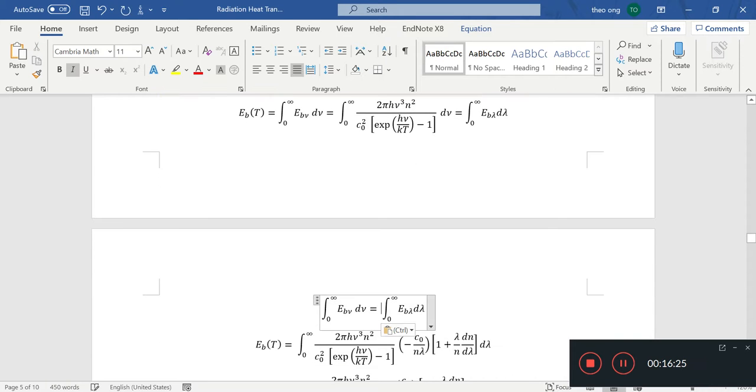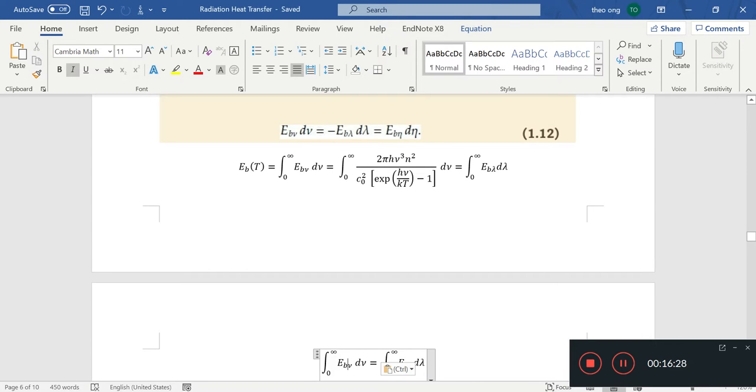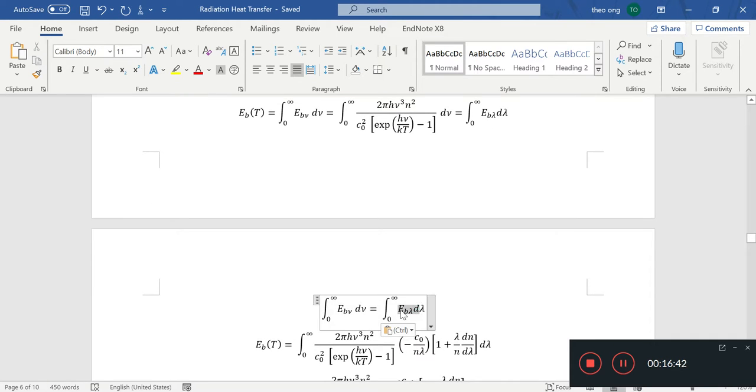Alright, so what we are doing at the bottom is to equate the integral of the blackbody spectral emissive power, and express it in terms of the wavelength, because both of these are equal. If we want to change to the wavelength, we want to see what this E_b lambda is, right? Because this expression will differ from this expression. So how do we derive what this E_b lambda is? Well, the process is simple. We just equate both of these integrals. So the top is this integral you see here.